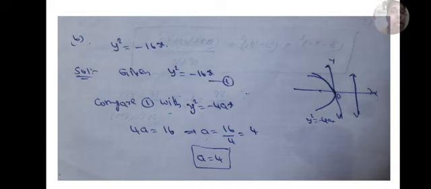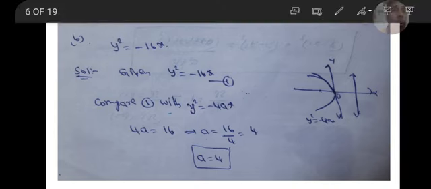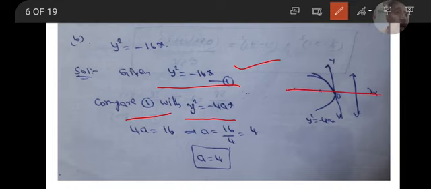Substitute in the formulas. Next problem, y square equal to minus 16x. Let it be equation 1. Compare equation 1 with the standard form y square equal to minus 4ax. Minus means the parabola looks like this, on the x-axis and y-axis. So we get 4a equal to the x coefficient 16, a equal to 16 by 4, that is a equal to 4.